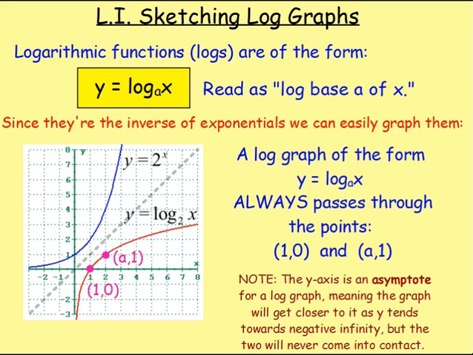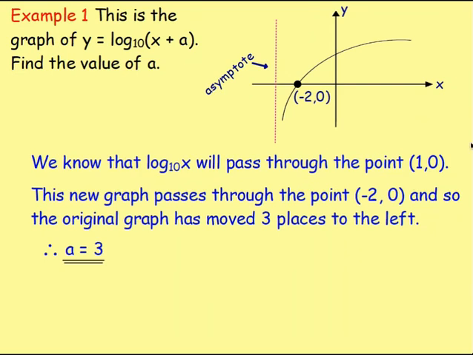We finished off just going back to log graphs. Olivia, it's your favourite, isn't it? Yeah! So, log graphs, we touched on them in the third unit. We have log base a of x, and it's the inverse of an exponential. Our exponential always passes through 0, 1 and 1, a. Our log graph will pass through, flip the x and the y, 1, 0 and a, 1. The y-axis is an asymptote for a log graph, which means that the graph will get closer and closer to it as it goes down towards negative infinity, but it will never come into contact. It will just get closer and closer.